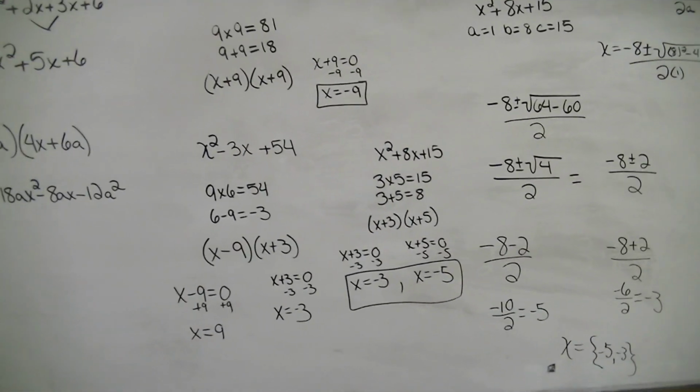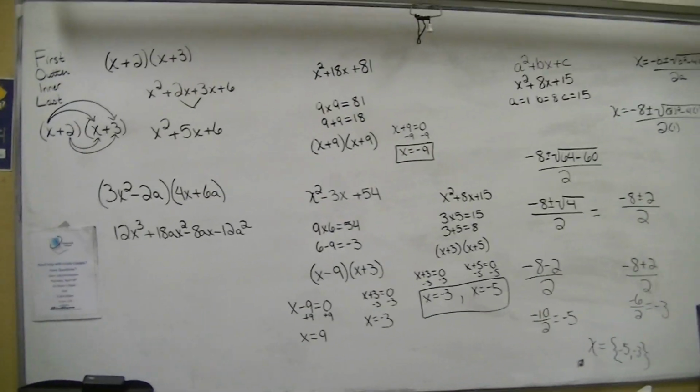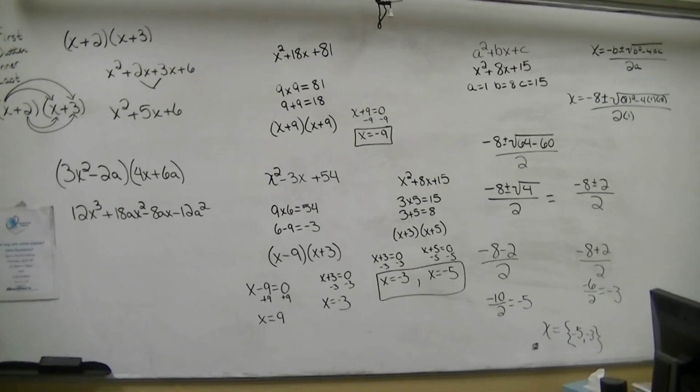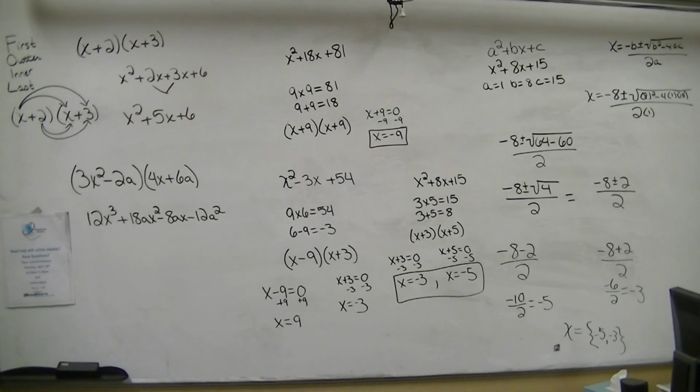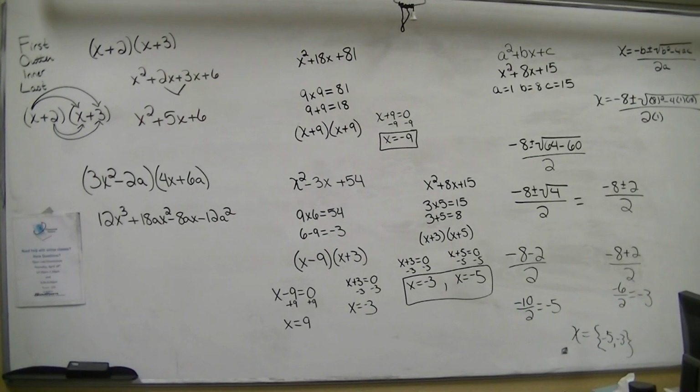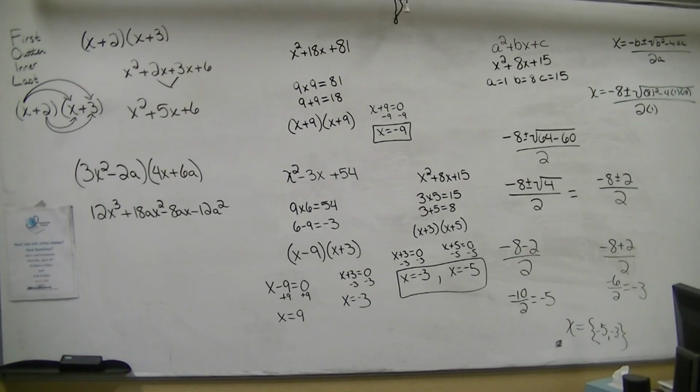So I know there's a lot of gobbledygook up here, but hopefully you kind of get that big picture of how the FOIL method interacts with some of those quadratic equations where you can go forward and backwards with that.